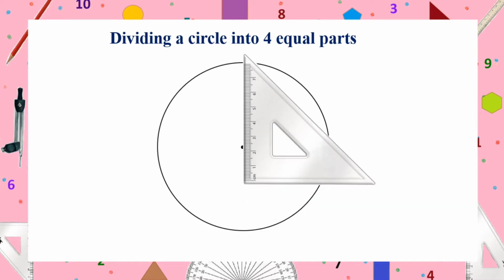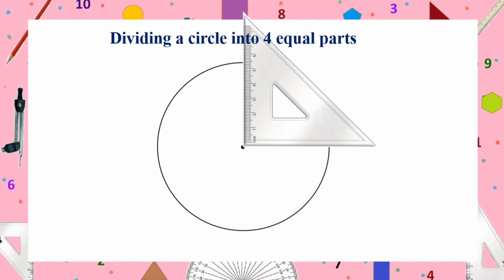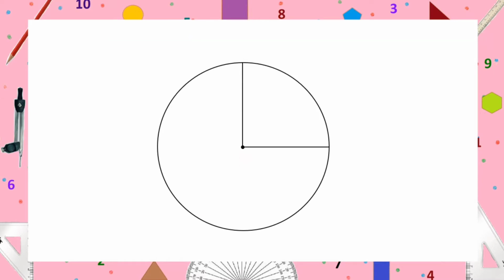For this, let's take a set square. And then you have to place this set square like this. That is, the largest corner should be at the center. And now you can draw 2 lines like this. So we got a shape like this. These 2 lines join at the center. And this shape is called an angle. And this is our first unit of mathematics.